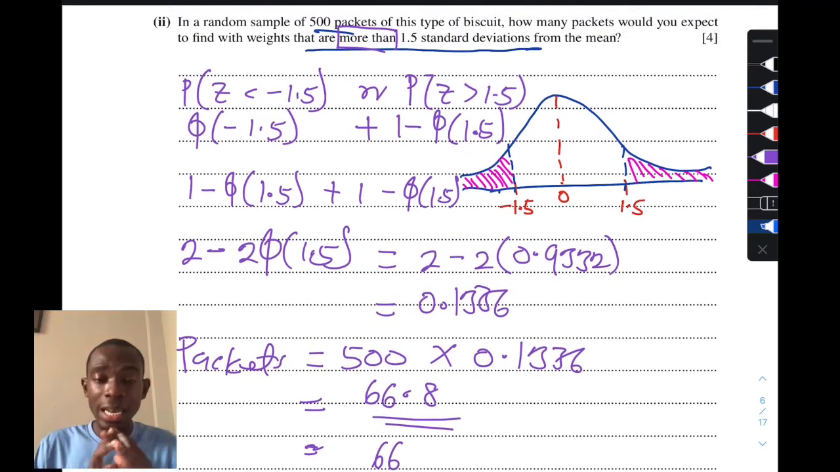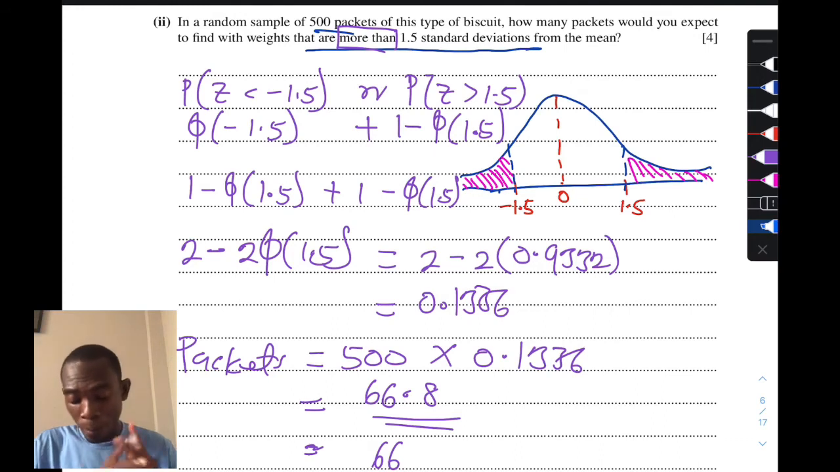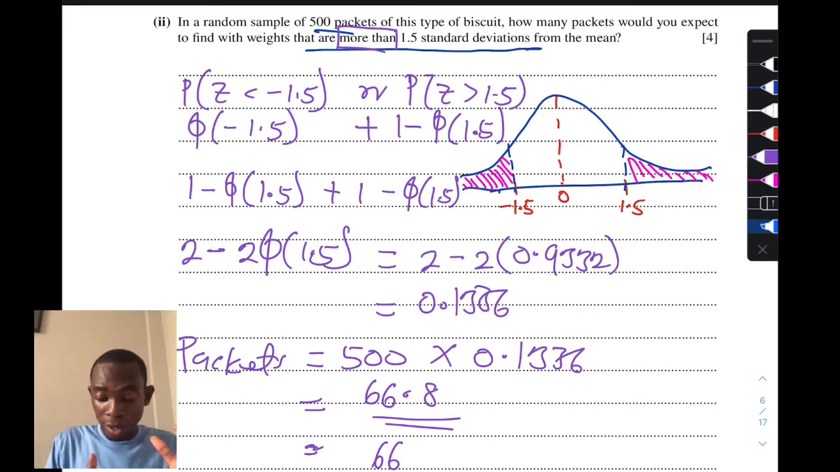So, questions like these, be really careful. They said it's more than 1.5. So from 0, you go to 1.5, more than that. That's what you're shading. And then if you look at the left-hand side, you go to 1.5 and then more than that. So you are decreasing beyond the 1.5, and you also shade that part. Those two values are what you will use to find the probability, and then you multiply by 500 and you are good to go.